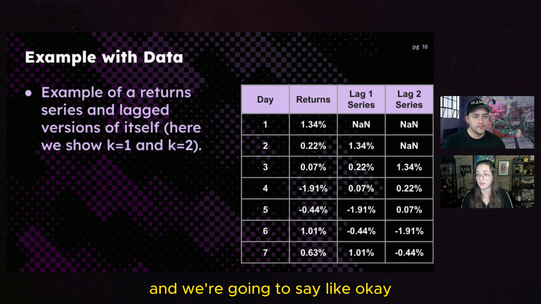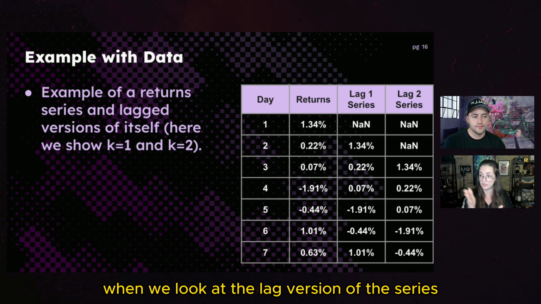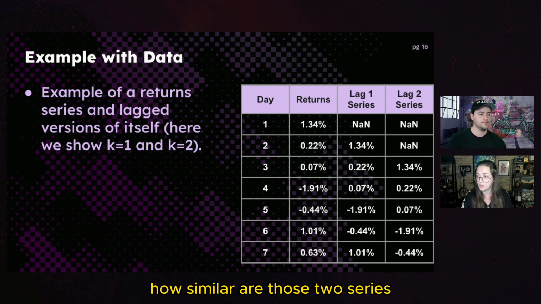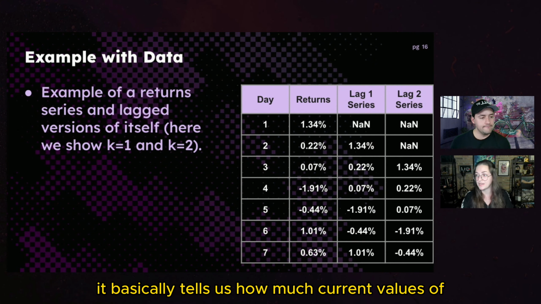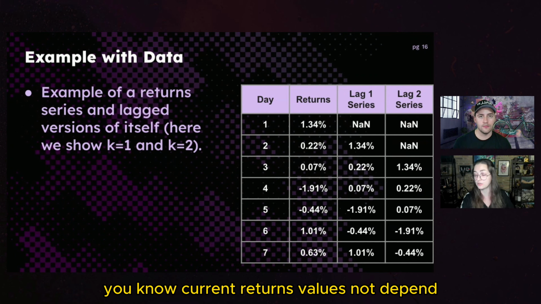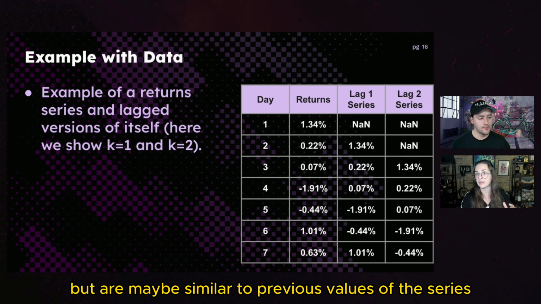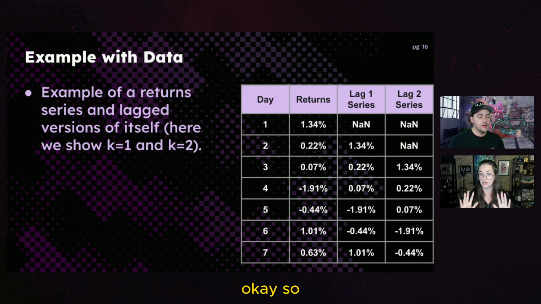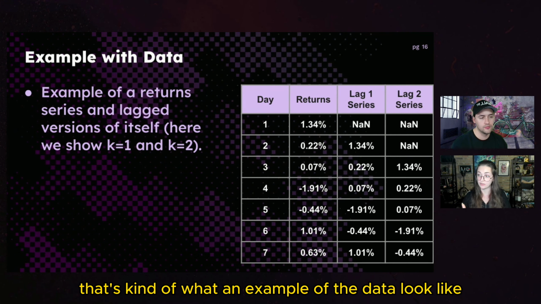And we're going to say, okay, so when we look at the lag version of the series and the current version of the series, how similar are those two series? It basically tells us how much current returns values, not depend, but are maybe similar to previous values of the series. Does that make sense? Okay, so that's kind of what an example of the data might look like.